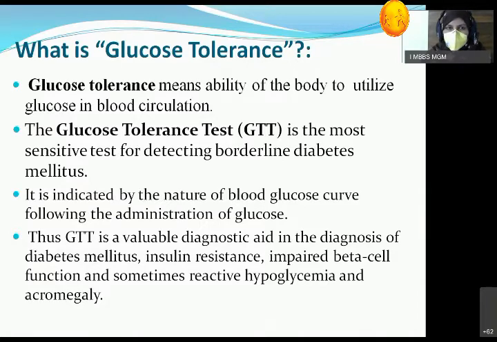Apart from the fasting blood glucose and postprandial blood glucose, one of the main tests for diabetic profile is the glucose tolerance test. It is the ability of the body to utilize glucose in blood circulation.